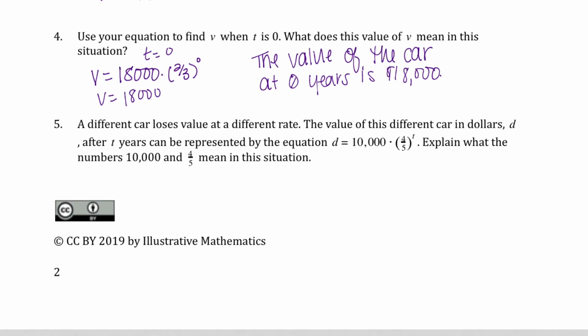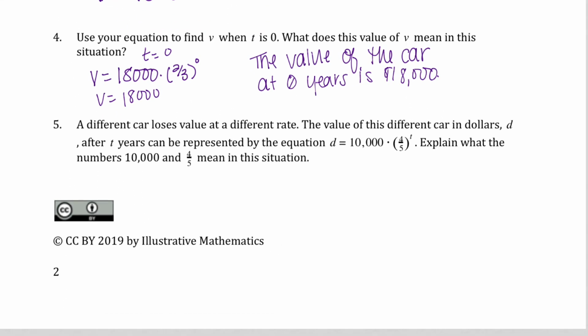Last one. A different car loses value at a different rate. The value of this different car in dollars D after t years can be represented by the equation D equals 10,000 times 4/5 to the t power. Explain what the numbers 10,000 and 4/5 mean.